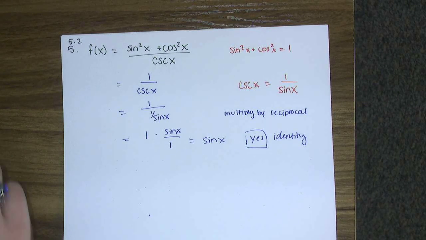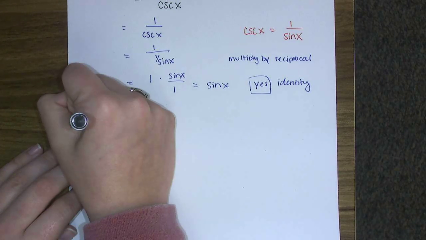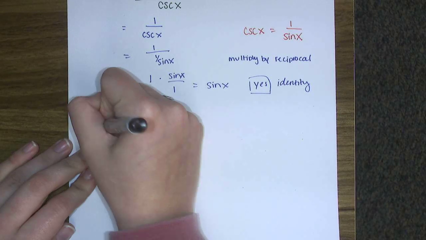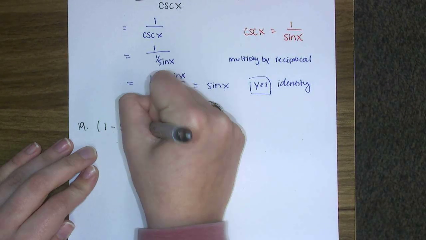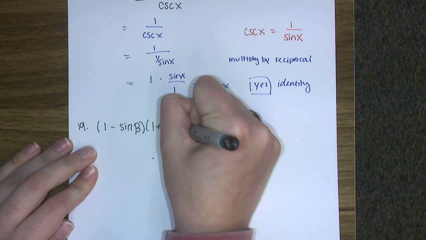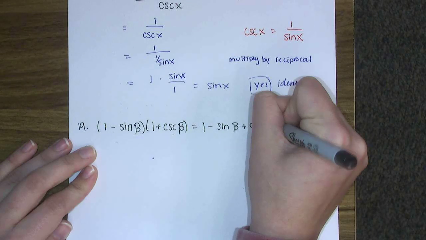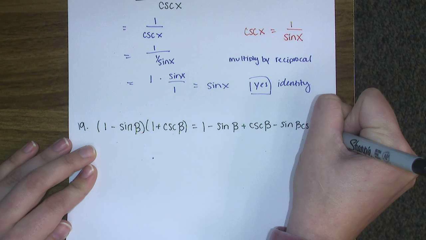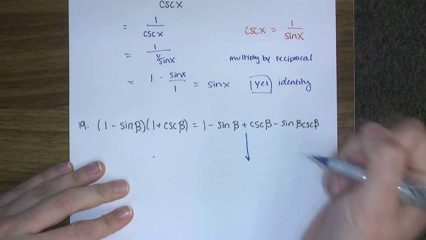Alright, and then lastly, the last question that I got was number 19. These ones were showing that the statement is true, so 1 minus sine of beta times 1 plus the cosecant of beta is equal to 1 minus the sine of beta plus cosecant of beta minus sine of beta cosecant of beta. I want to prove that the left side is equal to the right side, so I'm just going to bring the right side down.